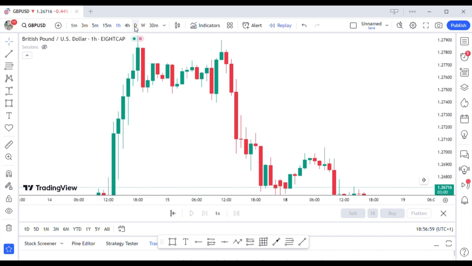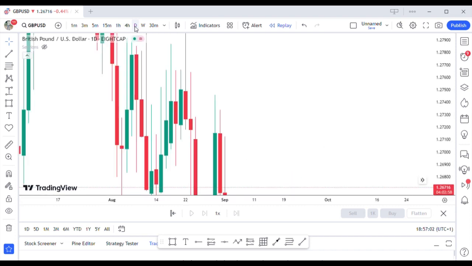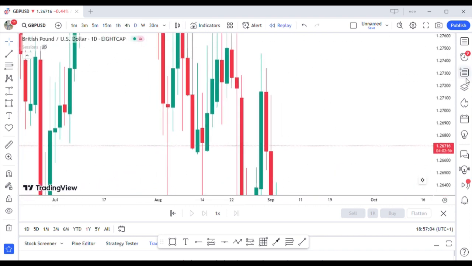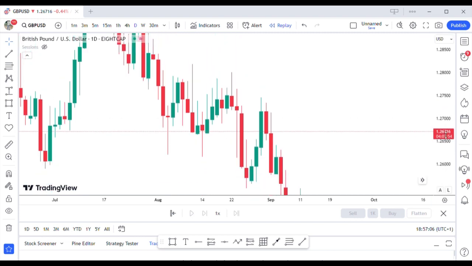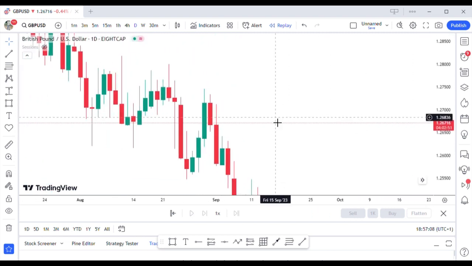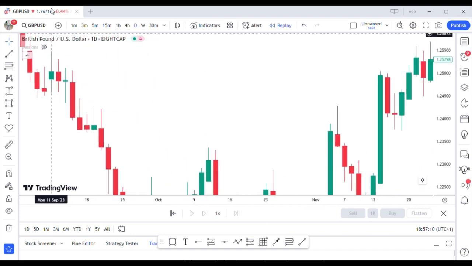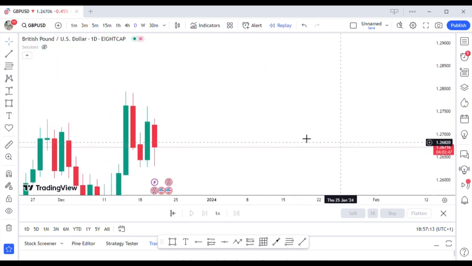So as an intraday trader, just go to your daily time frame, or scalpers, people that scalp trade, you understand? So you can use this opportunity to scalp. Let me just go back to what is happening recently.